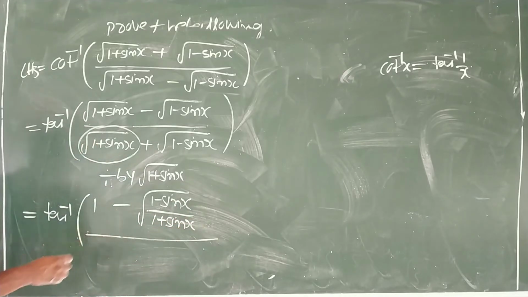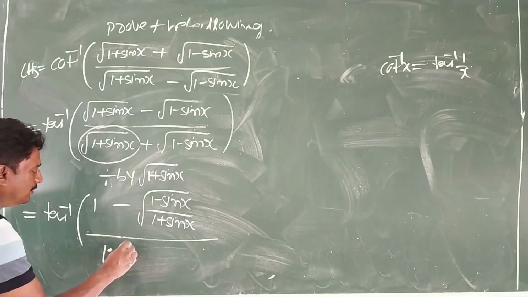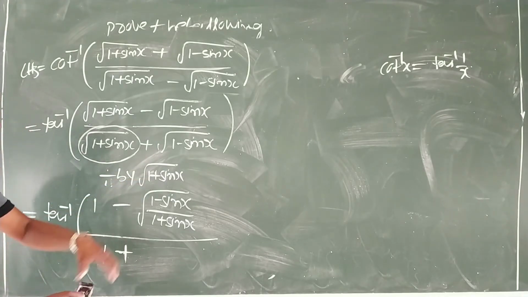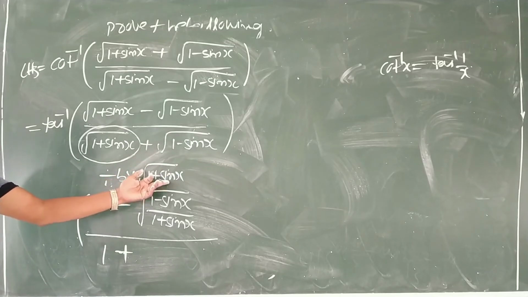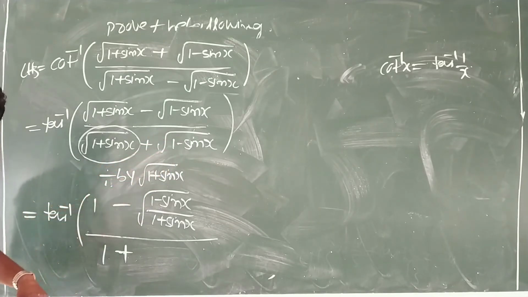Now come down to the denominator: root of 1 plus sin x by root of 1 plus sin x, plus root of 1 minus sin x by root of 1 plus sin x. It is 1 plus root of (1 minus sin x) by (1 plus sin x). Root a divided by root b. What is root a divided by root b? Root of a by b.